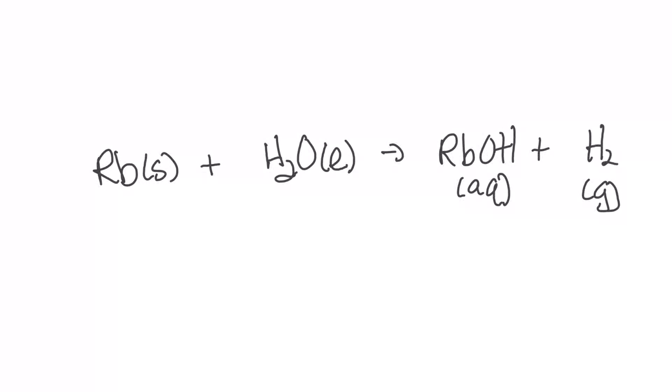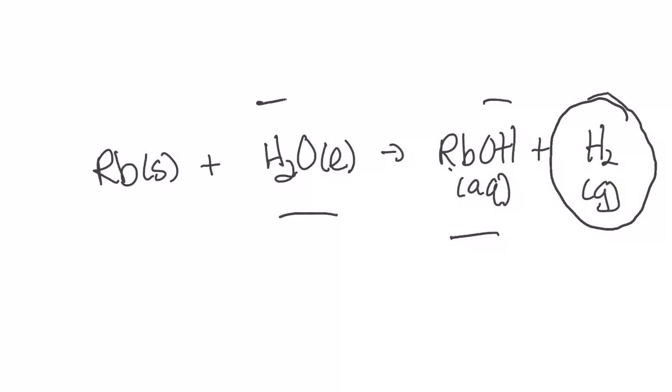So let's try this one. Notice here I have 1 rubidium on the left, 1 rubidium on the right. Hydrogen on 1 compound on the left and hydrogen in 2 compounds on the right. So hydrogen appears in 1, 2, 3 compounds. So I'm going to save that for last. Oxygen only appears once on the left and once on the right. So I'm going to save this one and balance this at the very end.